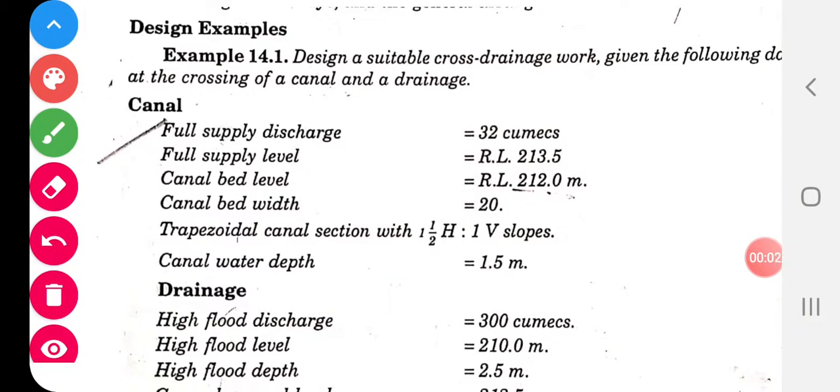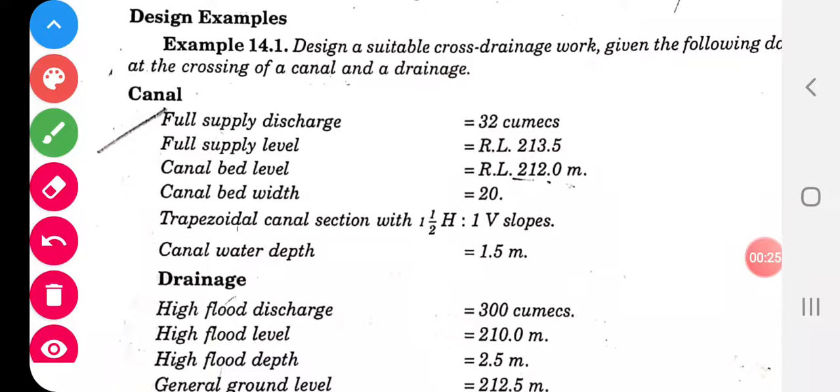Good morning, all. Today I am going to solve one problem, that is a design example: design of cross drainage work. This is coming under module 4, and I have already covered the theoretical part of all the cross drainage work.